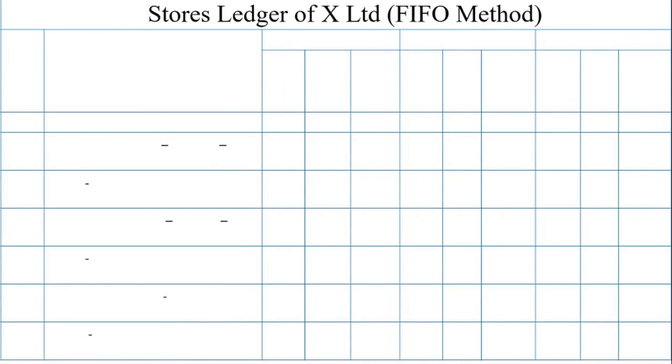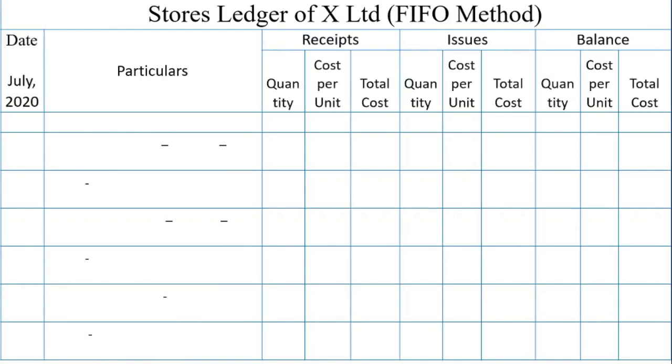Now we will prepare the stores ledger under the FIFO method. Stores ledger of X Limited, FIFO method, and we can see the columns: date, particulars, receipts, issues, balances. Under the three columns receipts, issues and balances, the sub-columns are the same: quantity, cost per unit, total cost. On July 1st, the opening balance is given in the problem. The opening balance is 200 units and the value of the 200 units is 2000 rupees. The 2000 rupees divided by 200 gives us 10 rupees per unit.